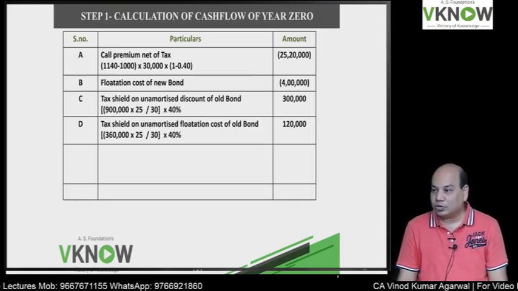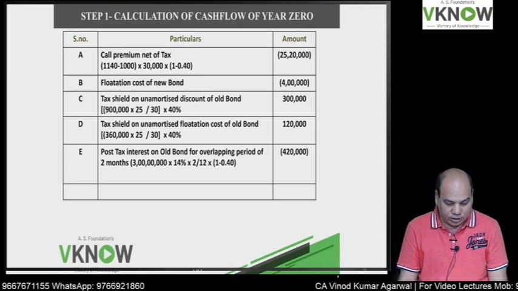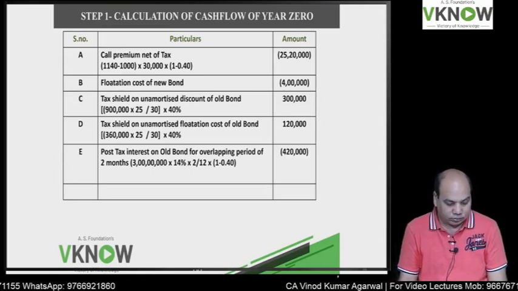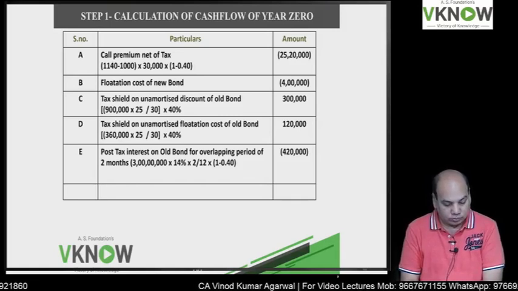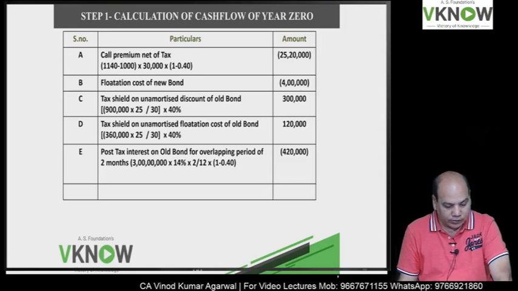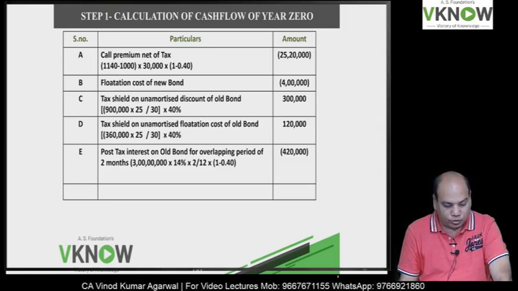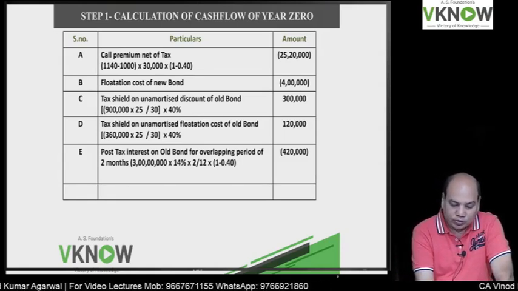You have overlapping interest for 2 months. So write down point number E, post-tax interest on old bond for overlapping period of 2 months. Write nicely. This is how you have to write in the exam.